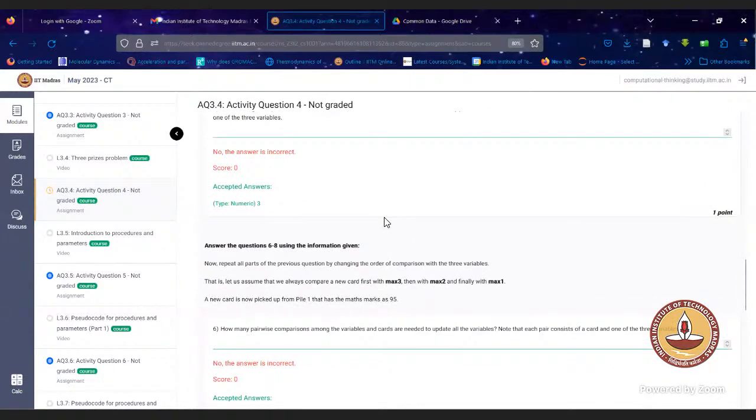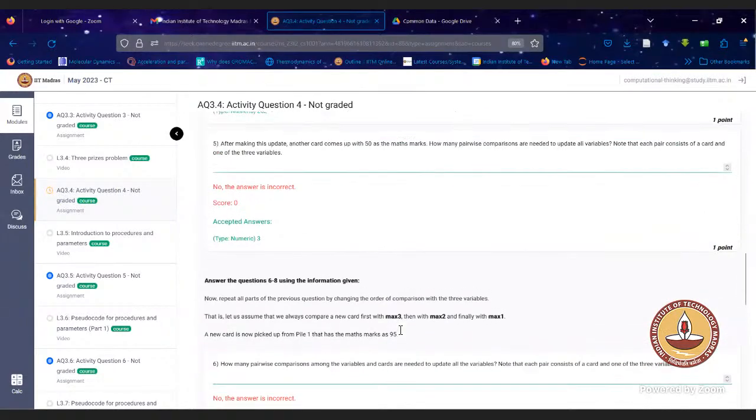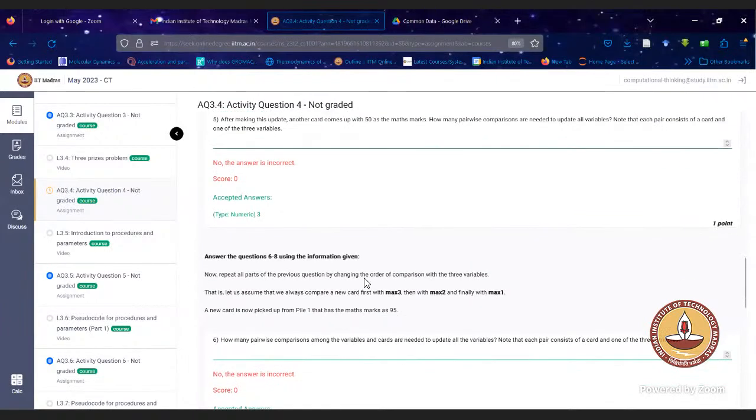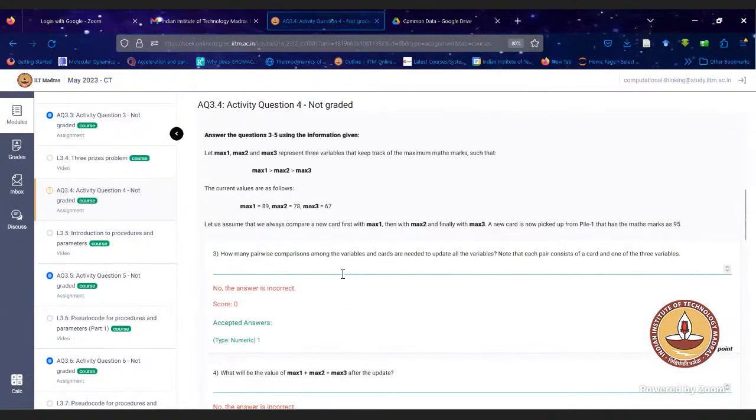3. How many pairwise? Now in this scenario, you need to know what max 3 was: 67, right? Then max 2 was 78, and then max 1 was 89. So now 95 will be compared with max 3. Is it higher or lower? It is higher, so it will be replaced.